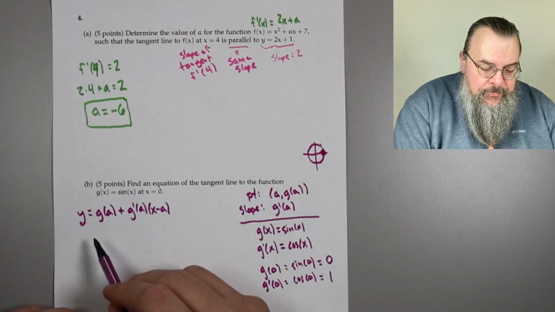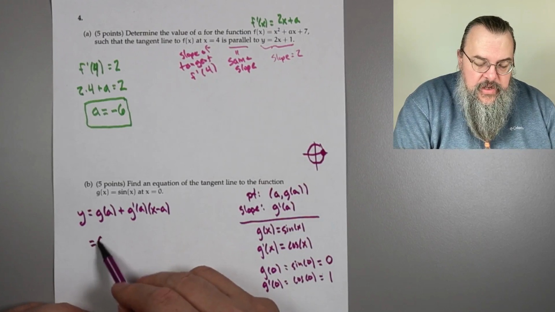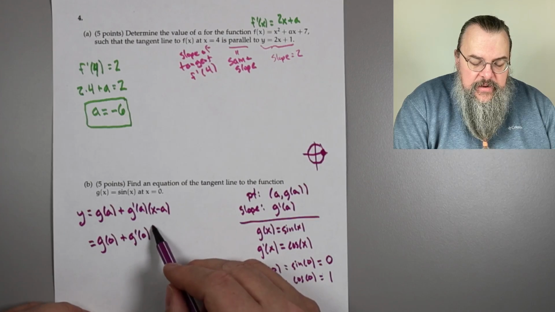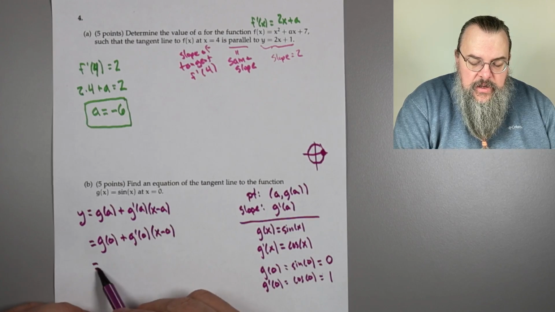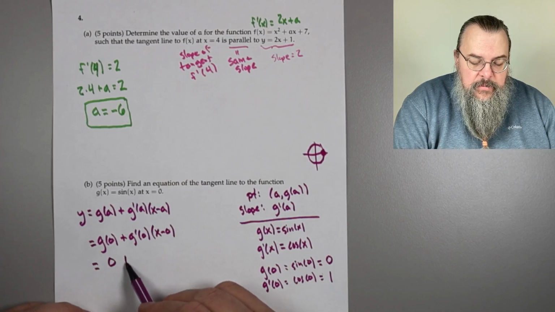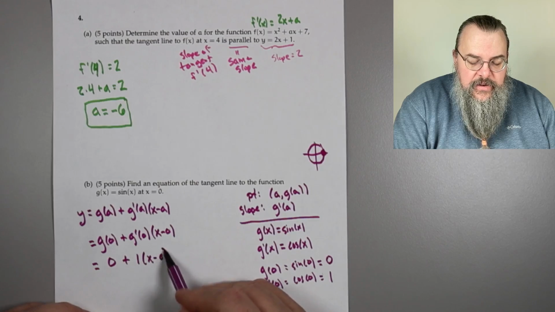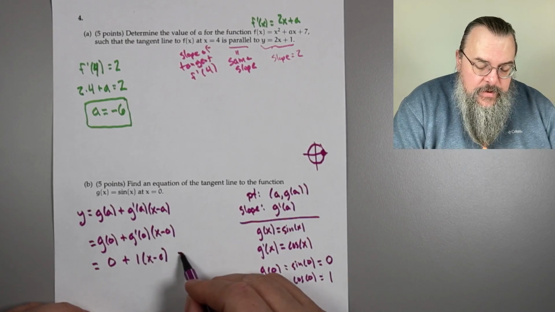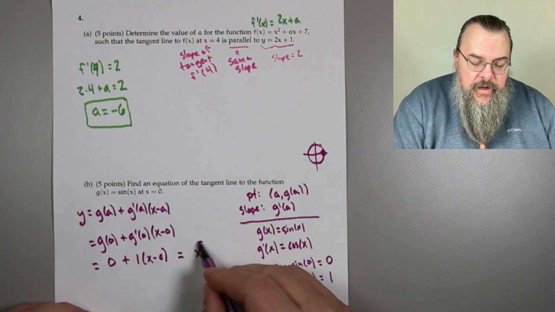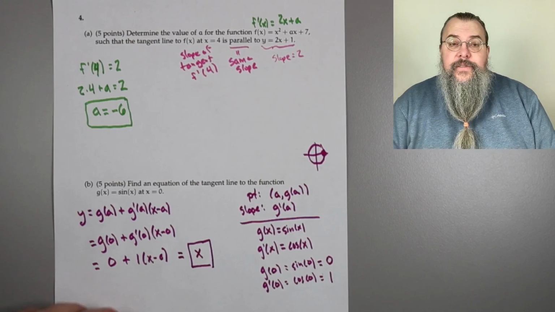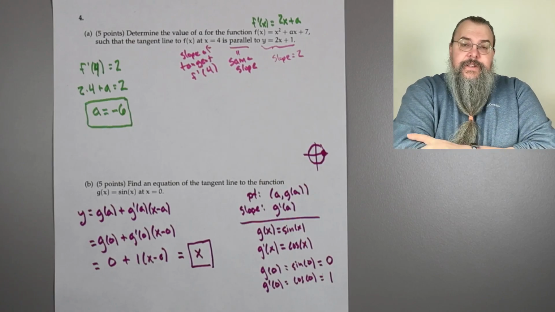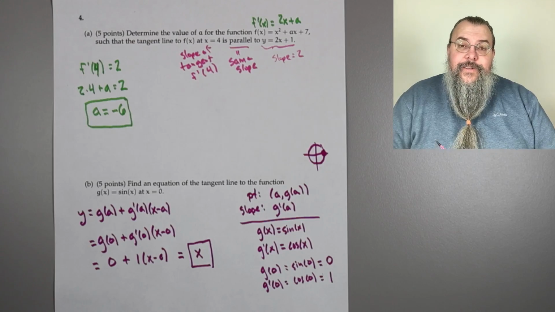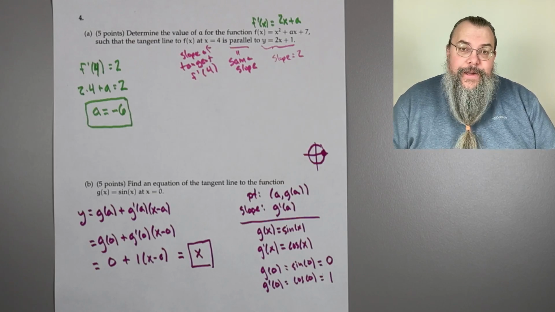Okay, we plug it in. So we have, in particular, g of 0 plus g prime of 0 times x minus 0. Well, that's equal to 0 plus 1 times x minus 0. Normally you don't write this all out, but I'm doing that just to emphasize the process. Equals x. So the tangent line to sine of x at x equals 0 is y equals x. Another way to say that is near 0, the sine function looks a lot like y equals x.